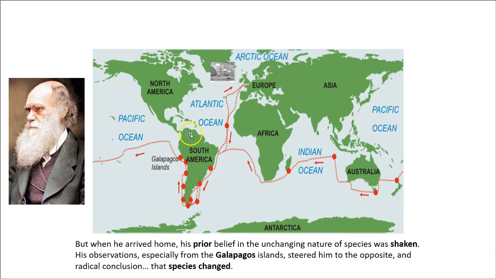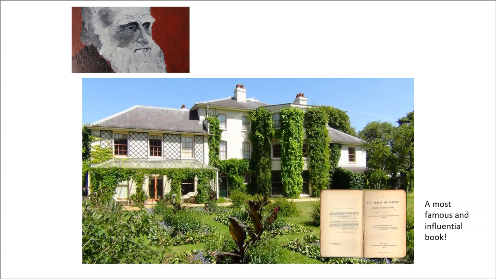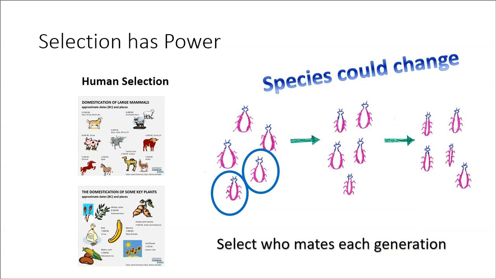When Darwin returned from his 5-year voyage, his prior Christian views were shaken. No longer did he believe that species were fixed and unchanging. He now believed that species did in fact change. So he set himself the task of figuring out how species could change. And he hit upon a key idea. He realized that humans have the power to change species, which means that species are in fact changeable.